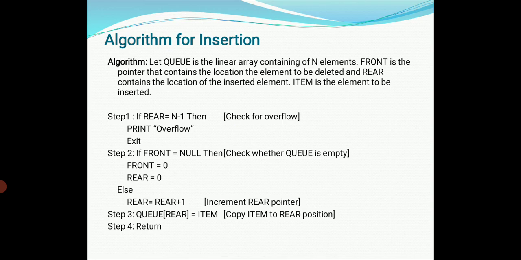After that, let's go to step 3, queue of rear equals item. This statement indicates that the item has to be copied to the rear position, that is, queue of rear. Then step 4, return. So this is the algorithm for inserting a new element into the existing queue. This is the algorithm for insertion.